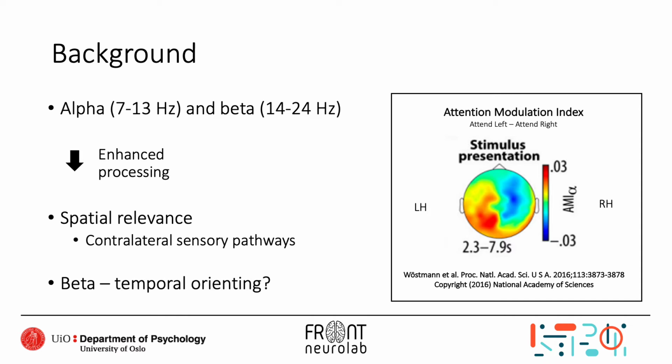This effect can be represented in topographical plots like the one to the left, which represents the relative difference in power between attend left and attend right conditions. Accordingly, one will get positive values over the left hemisphere, suggesting reduced alpha power during attend right conditions, and negative values over the right hemisphere, suggesting reduced alpha power during attend left conditions. While this effect is often seen for the alpha band, it sometimes also involves the beta band.